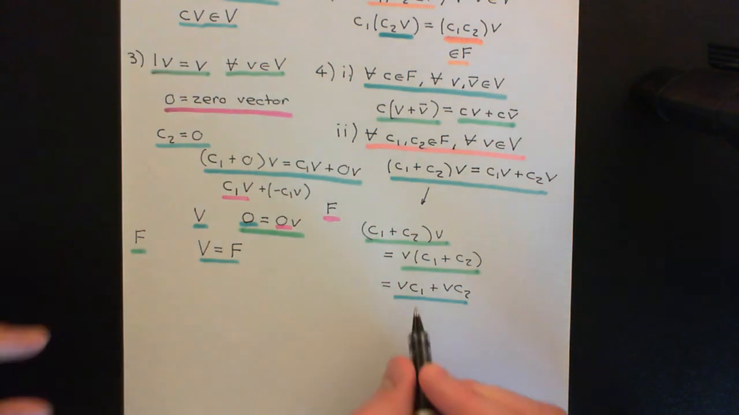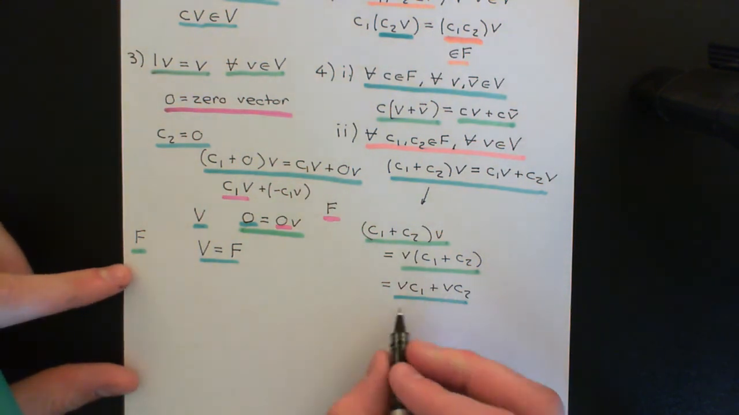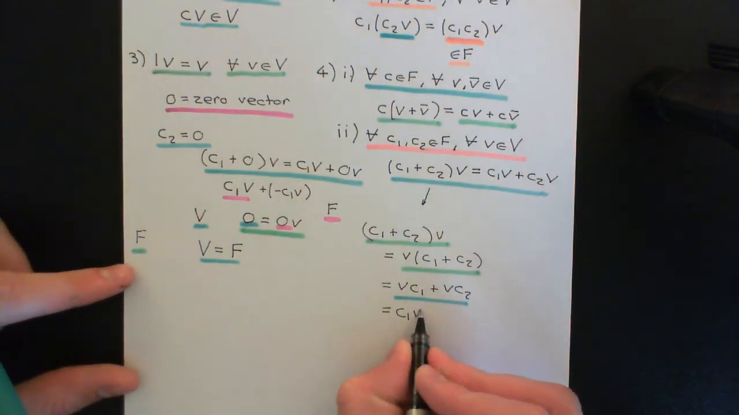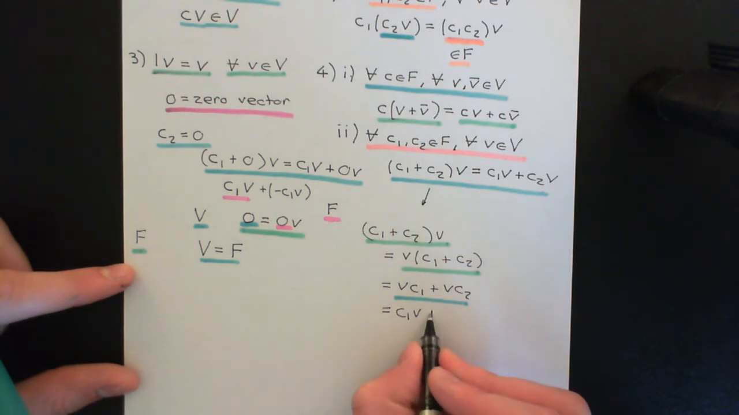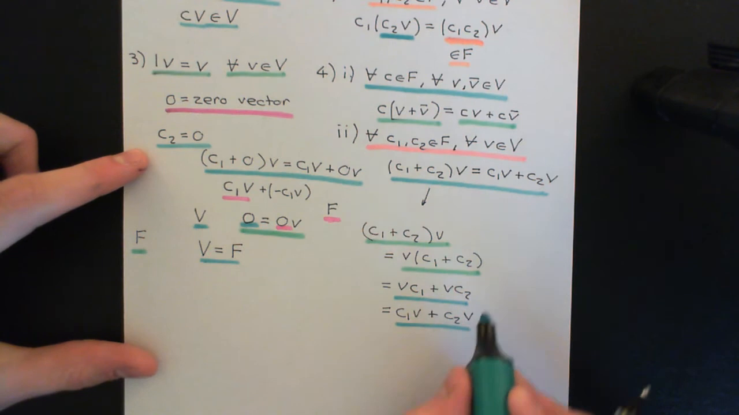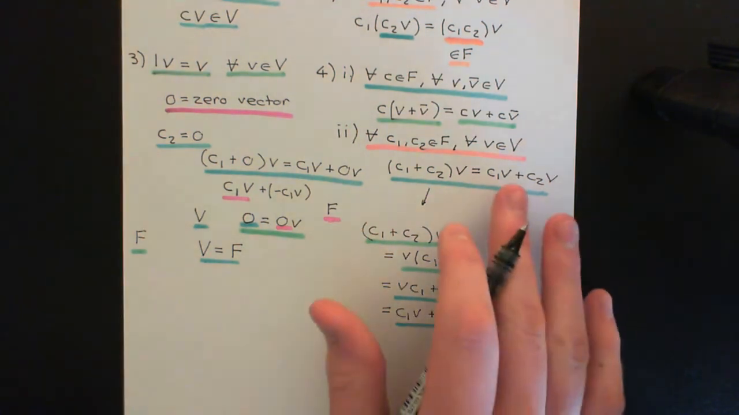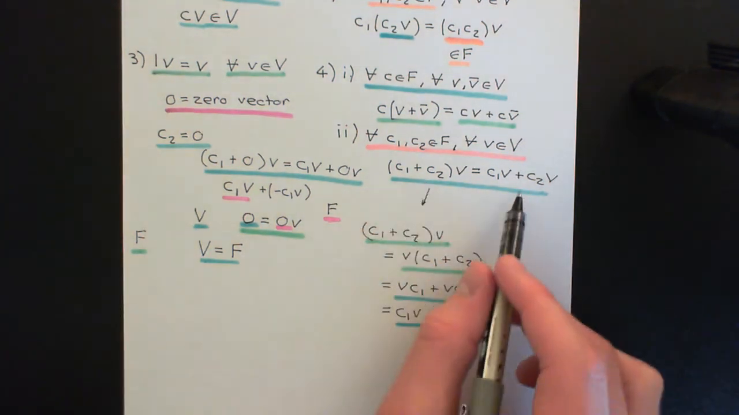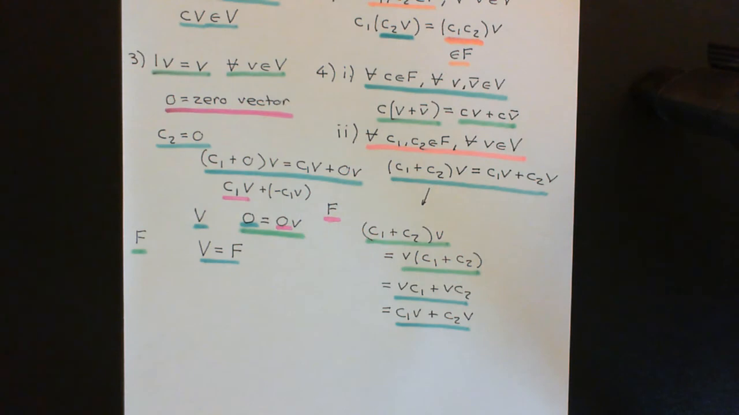Then we can apply commutativity of multiplication here to rewrite this as c1 times v, so I've swapped c1 and v round, and c2 times v, which is exactly what I wanted to prove over here. Okay, so I've turned this thing into this thing. So indeed that property is also going to be true. So a field is a vector space over itself if you let the addition law be the addition of the vectors, and the multiplication law represent scalar multiplication.